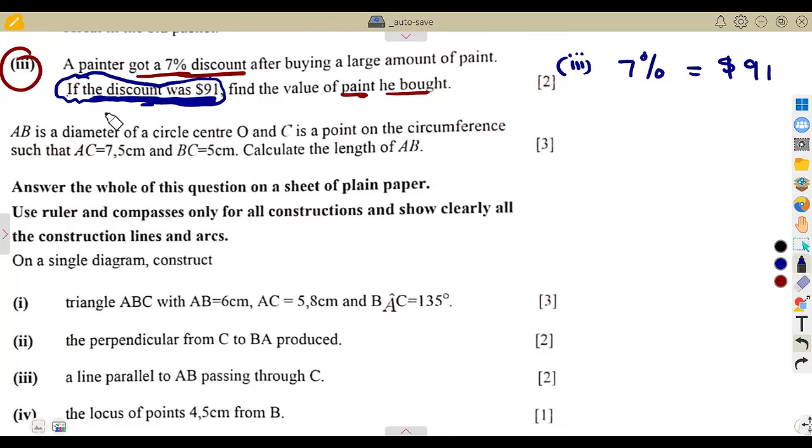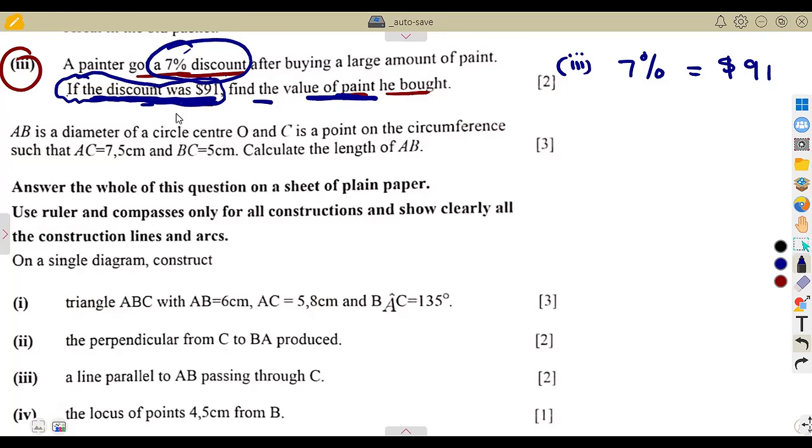What was removed was $91. What was removed, that is what they are saying. We removed 7%. As a percentage, it's 7. But in terms of the money, it's $91. So that is exactly what they're trying to say. We are not given the price after, so do not subtract. You're taking the discount to be the 91. So find the value of paint, the value of the paint you bought.